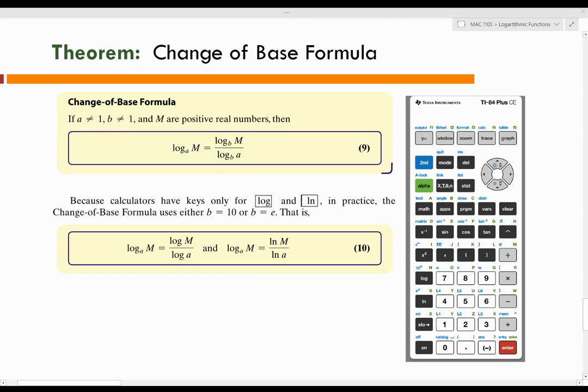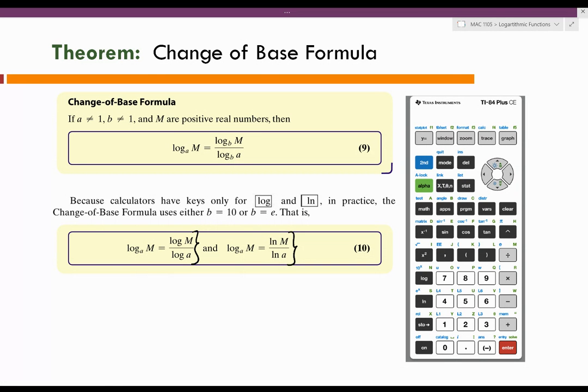So our calculators only have two log buttons, which is the common log and the natural log. So typically, if we were to calculate something like log base 8 of 64, we don't have a log base 8 button in our calculator. So in order to give an answer for something like that, we're going to have to use the change of base formula. The change of base formula allows us to calculate something using either the common log or the natural log to make that computation.